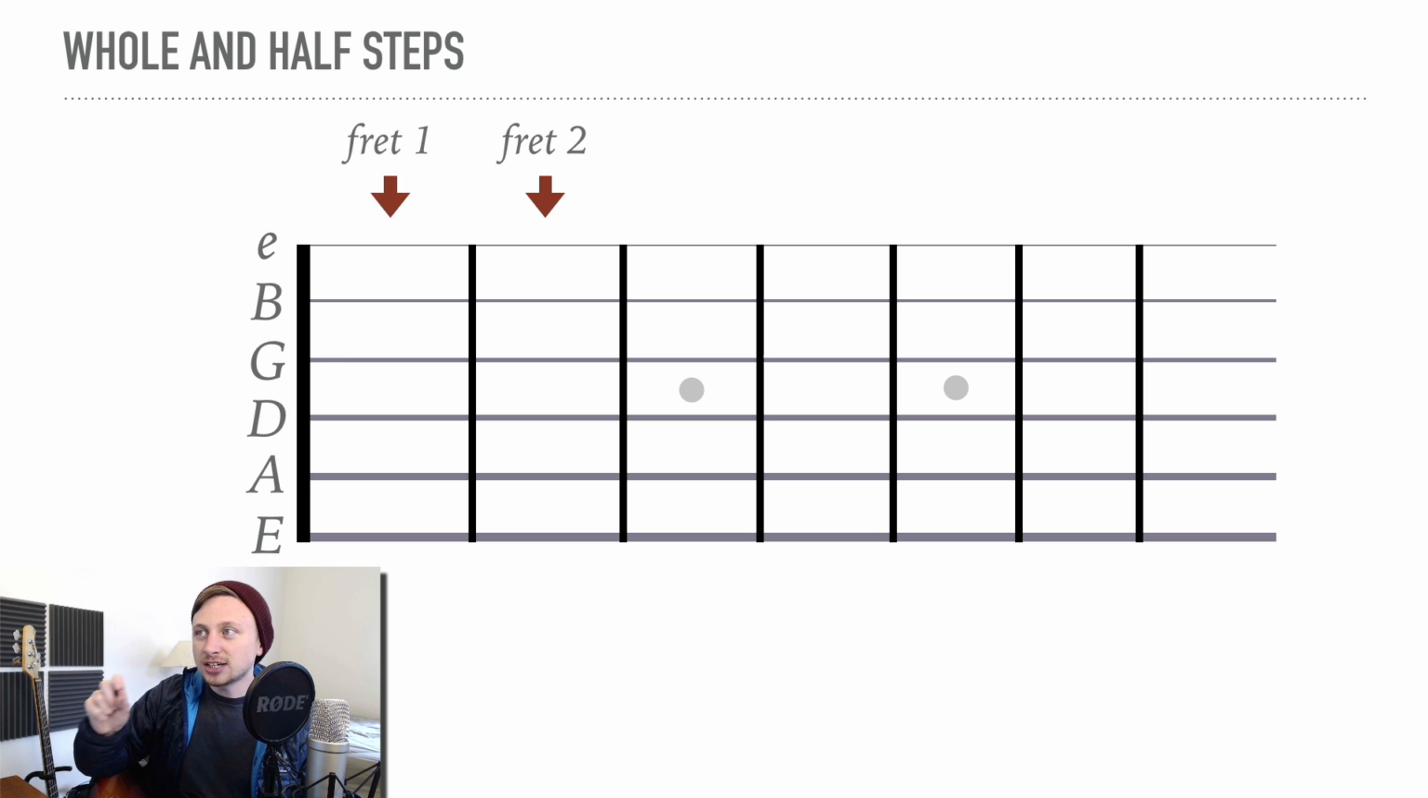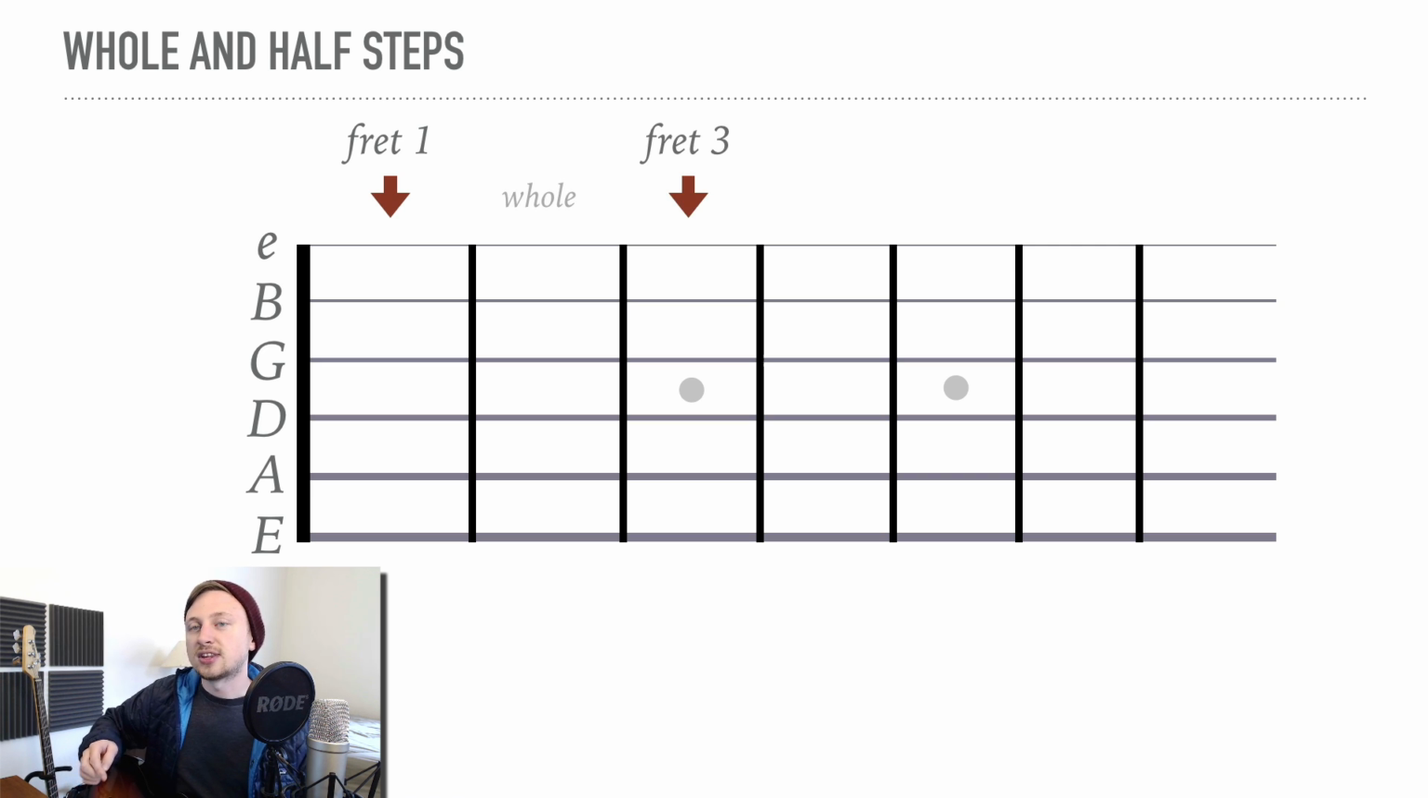Again, this is true across the neck of the guitar, so anywhere you start, if you move up 1, in this case from fret 1 to fret 2, that's a half step. If you move up 2 frets, so from fret 1 to fret 3, that is a whole step. So you get the idea.